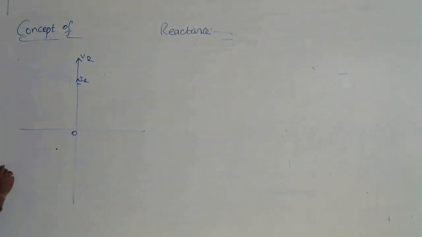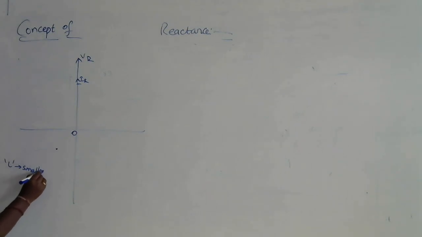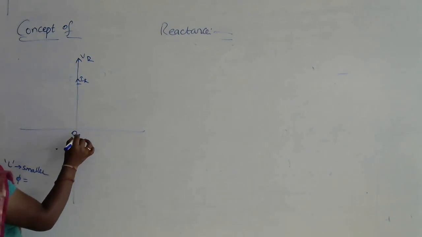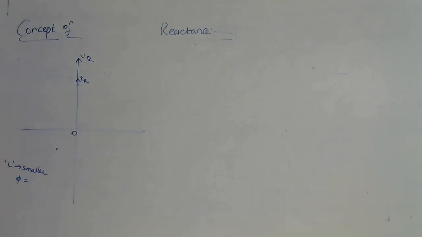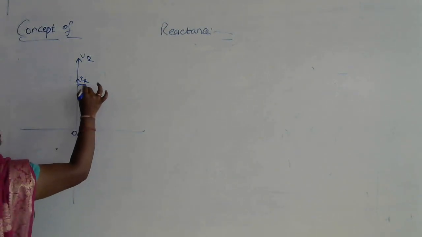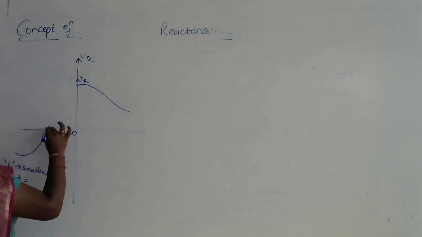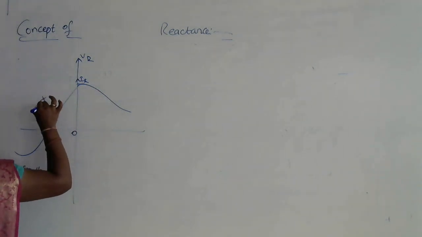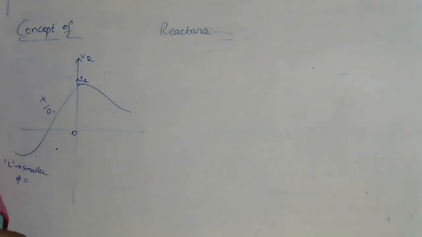But if you take an inductance of a smaller value, the phi value will also be small. If the phi value is small, the cos phi value is going to be small. So if you are drawing the phasor for the inductive component, you will get a curve in this way. But if you take the capacitor, you will get all the values, positive, negative as well as 0.